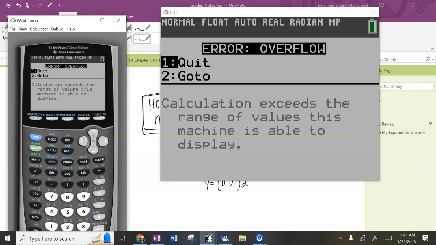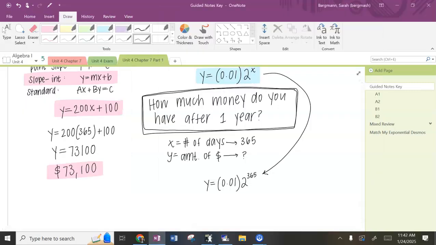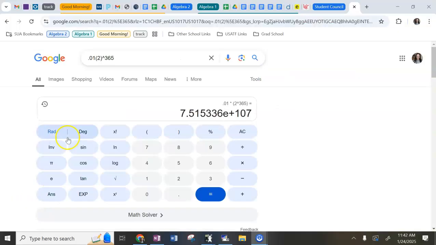So what do you think that means? Basically, what that means is you have so much money that your calculator can't even show you how much money you have. So you are super rich, and we need a different way to figure out how much money you have. Your calculator can't even show you that many numbers at once. So maybe you would want to try Googling it and figure that out. When you type that into Google, it gives us 7.5, that long decimal, e plus 107.